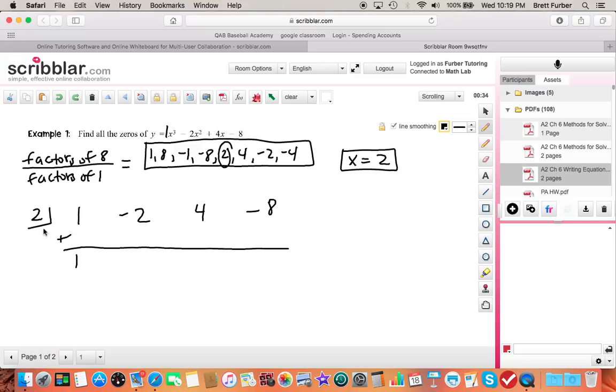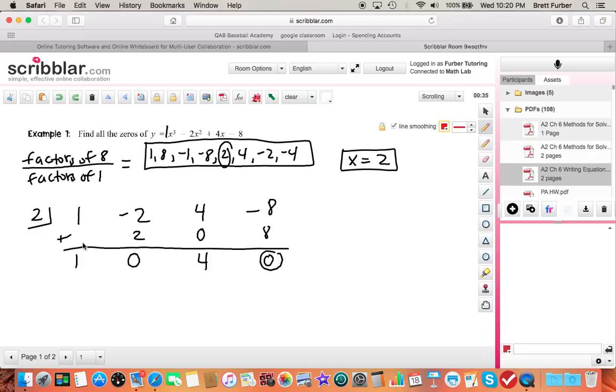So bring down the 1, multiply up. 2 times 1 is 2. Add that up, that gives you 0. Multiply up, 2 times 0 is 0. That gives me 4. Multiply up, 2 times 4 is 8. I get a remainder of 0.